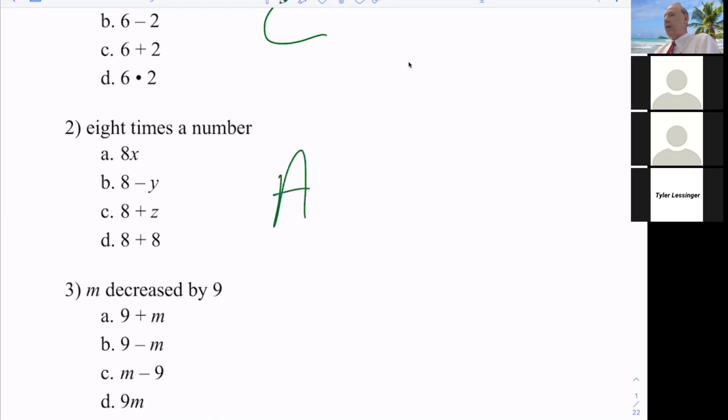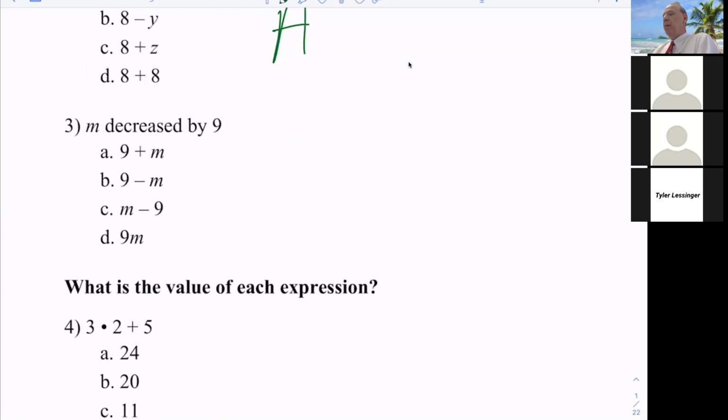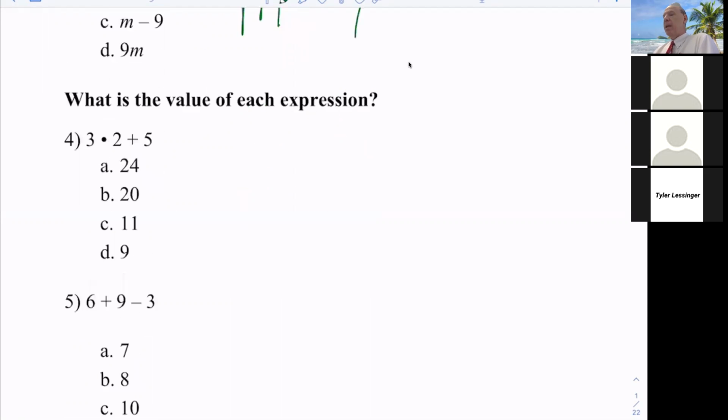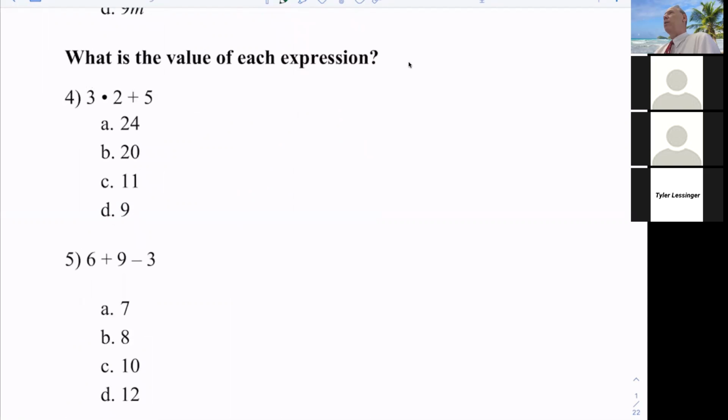8x, which is A, thank you. M decreased by 9. M minus 9, decreased. That's what I was talking about back in the good old days. All right, highlight, remember. Now again, no need for a calculator here. No need for a calculator.